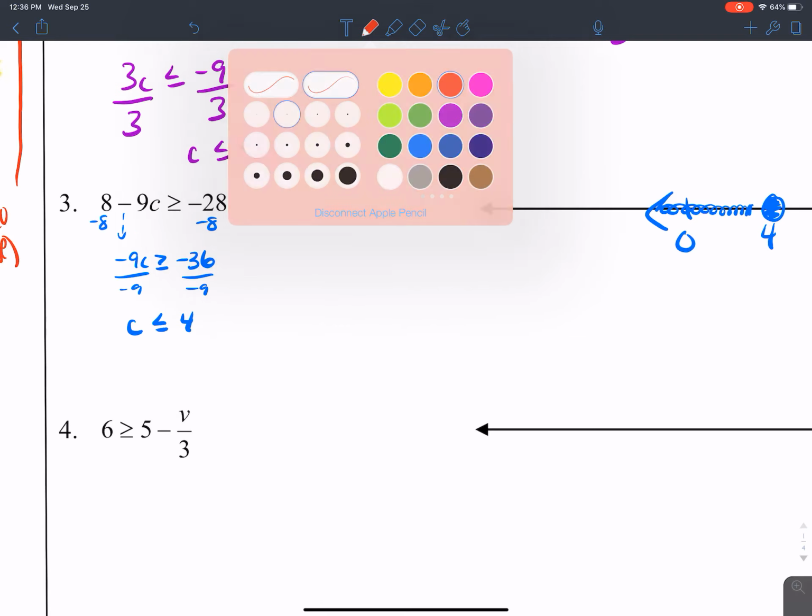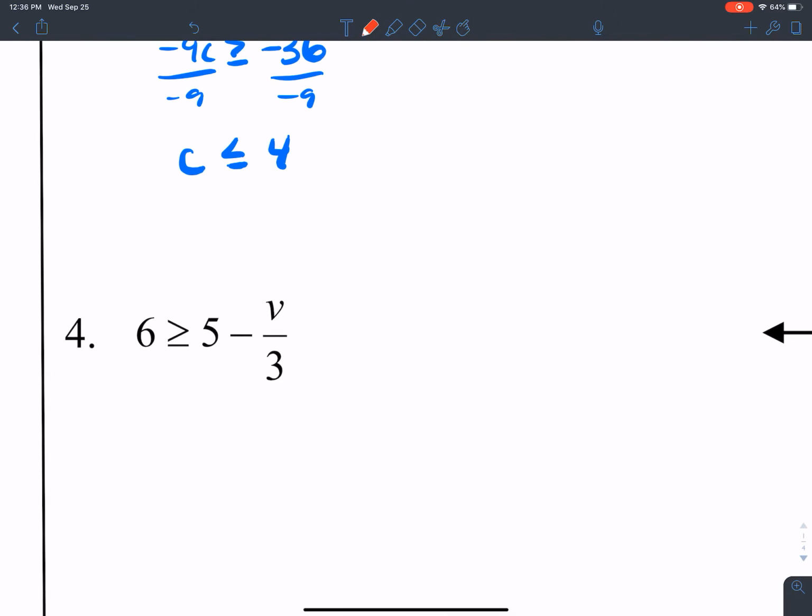Last one we have here, again, similar problem to number 1. I see a 5 and division. I think it's best to subtract 5 from both sides first. So 1, and we don't lose our negative.